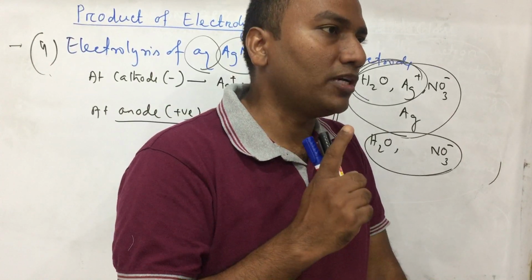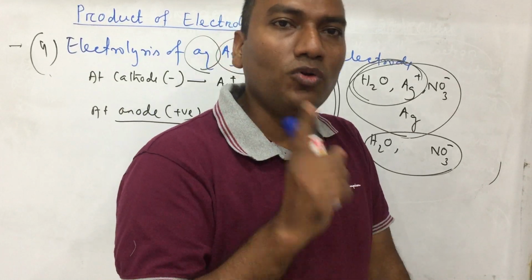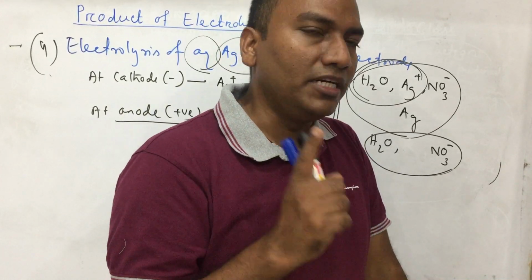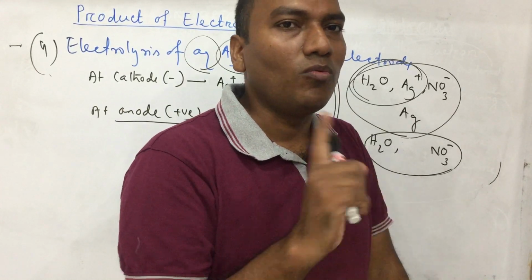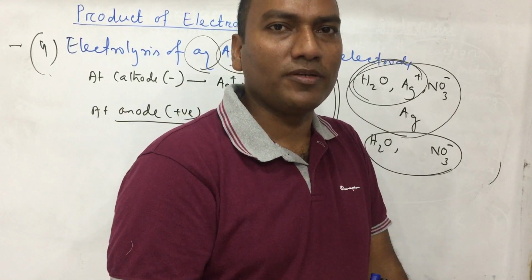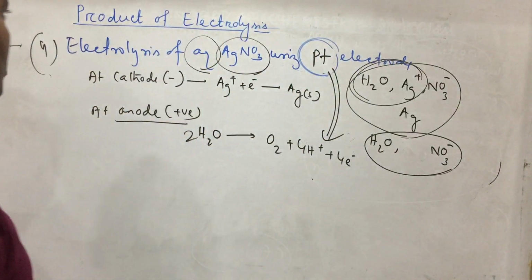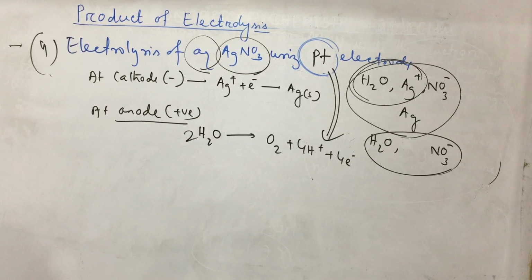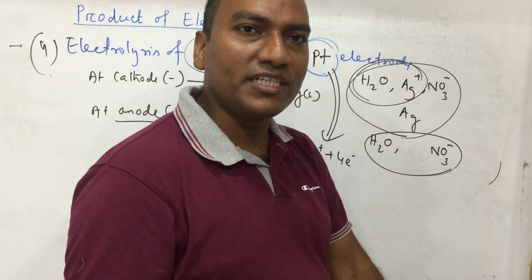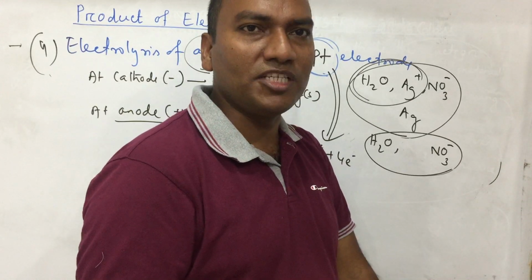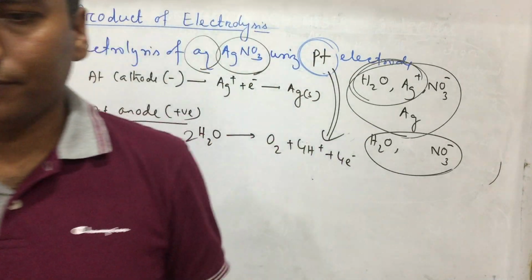And one important part: only between water and Cl-, though water's inert value is less, due to overpotential the Cl- reaction is preferred and the water reaction is not preferred. Clear now? So this is the qualitative aspect of electrolysis, the product of electrolysis. The quantitative part, Faraday's first law and Faraday's second law, we completed last class. Clear?